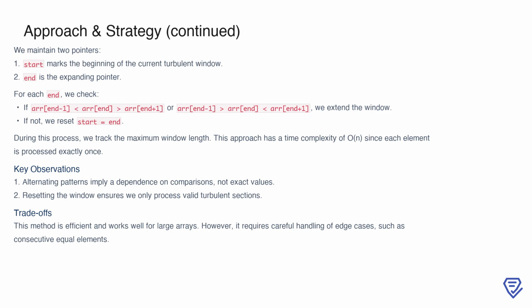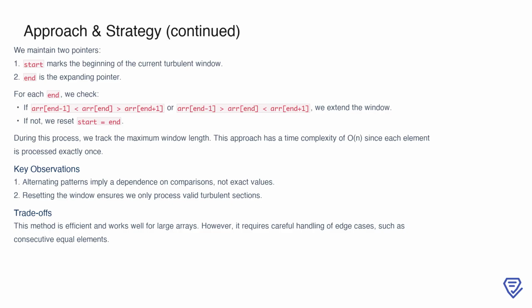For each position of end, we check whether the turbulent condition holds. Specifically, we determine if the sequence satisfies either ARR[end-1] < ARR[end] > ARR[end+1], or ARR[end-1] > ARR[end] < ARR[end+1]. If the condition is met, we extend the window by moving end forward. If the condition is violated, we reset the window by setting start equal to end. Throughout this process, we track the maximum length of any valid turbulent window encountered.